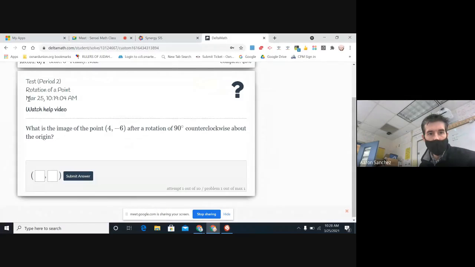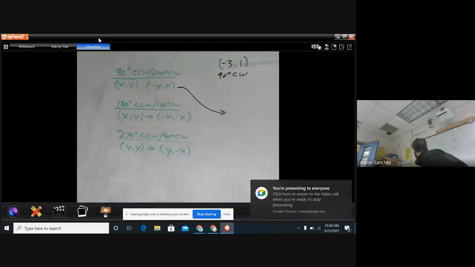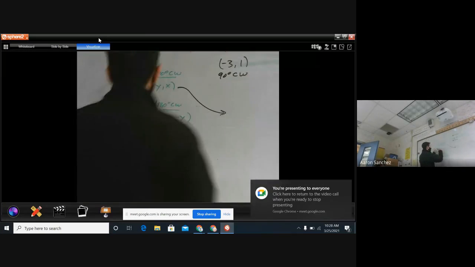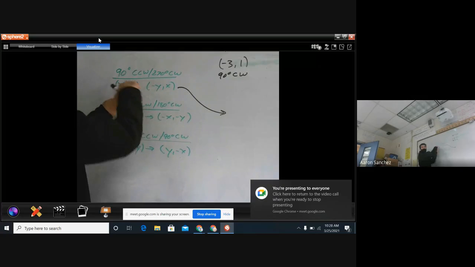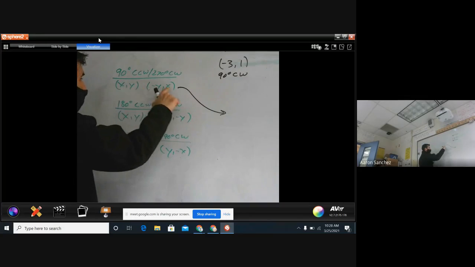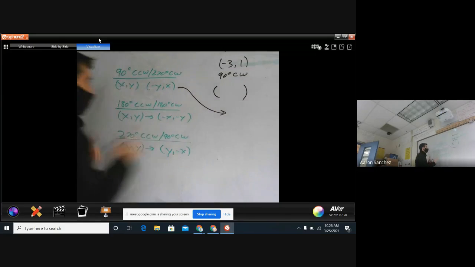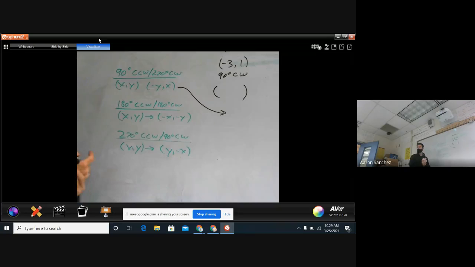All right. Here we go. I'm going to call on someone. Let me get it back onto the screen so you guys can look at this. 90 degrees clockwise. So look, the x and y switch places, right? The x stays the same, and the y changes, okay? So they flip, the x stays the same, and the y changes.